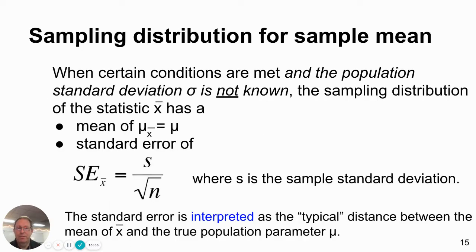The sampling distribution for a sample mean, when certain conditions are met and the population standard deviation sigma is not known, has a mean equal to the population mean, and a standard error is given by that formula. And here's how we interpret that standard error. It is interpreted as the typical distance between our sample mean and the true population parameter mu.